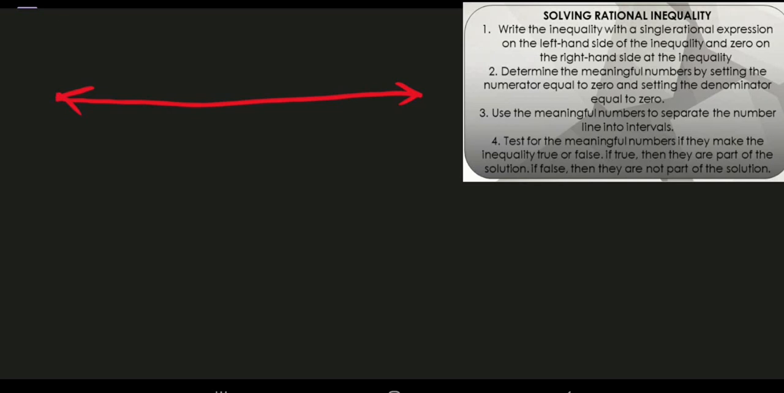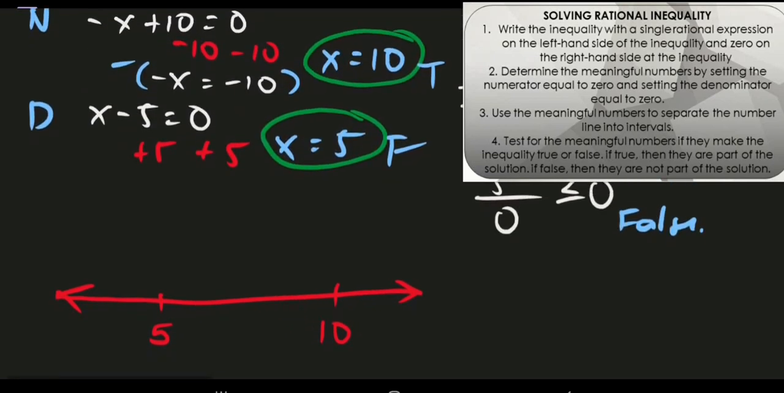Okay, and let's plot those values. So we have these meaningful numbers, 10 and positive 5. So approximately we have 5, and let's say we have 10. And again, according to our test, we have 10 as part of our solution. Therefore, we need to use a solid circle for this one. And we have 5 as not part of our solution. Therefore, that value will just set the interval.